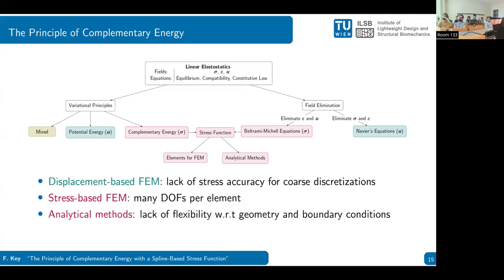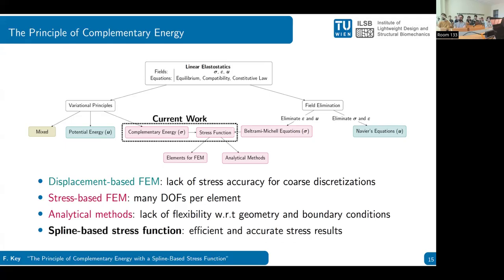Analytical methods work, but of course, they only work for some specific geometries or boundary conditions, so they have a lack of flexibility. And the approach that I will present today is a Spline-Based stress function, and it's located here in this region. It uses the principle of minimum complementary energy and the stress function approach. As you can see, this is very efficient and yields accurate stress results. So that is the context and the relation to other existing methods in the literature.